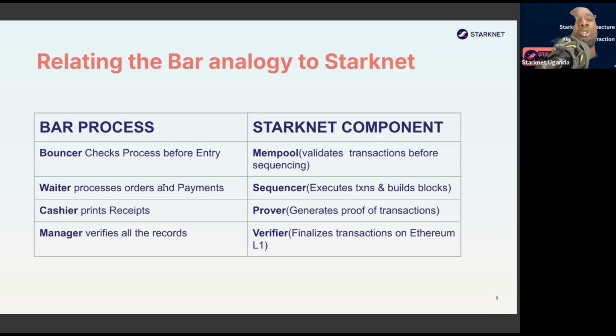The whole notion of Starknet, how it works, is that you prove first before you execute. So that's the whole notion of Starknet: prove first before you execute. Every time you prove first, that means you can execute multiple transactions at the same time, compared to executing first then proving. I don't know whether you get that.